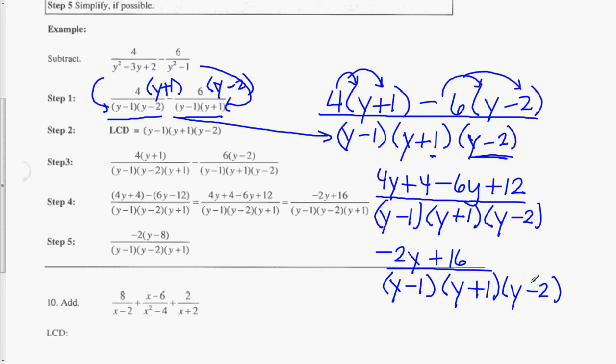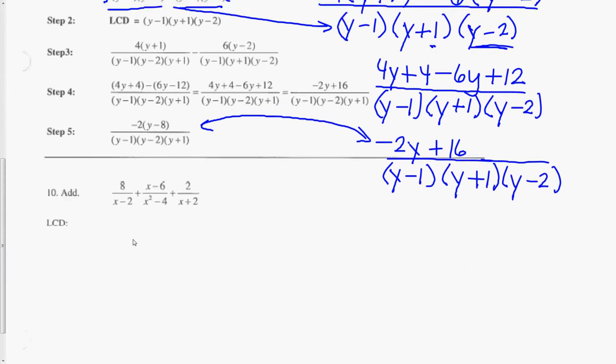Now, at this point, you try to factor to see if you can cancel anything from the numerator to the denominator. And you can see when they factor the negative 2 out, they get a y minus 8 in parentheses, and there's no matching parentheses on the top or the bottom. So you can put either answer. You could leave it with the negative 2y plus 16, or you could go ahead and factor that out. You need to try and factor it out most of the time just to see if you might be able to cancel something. But again, that is not going to happen very often.